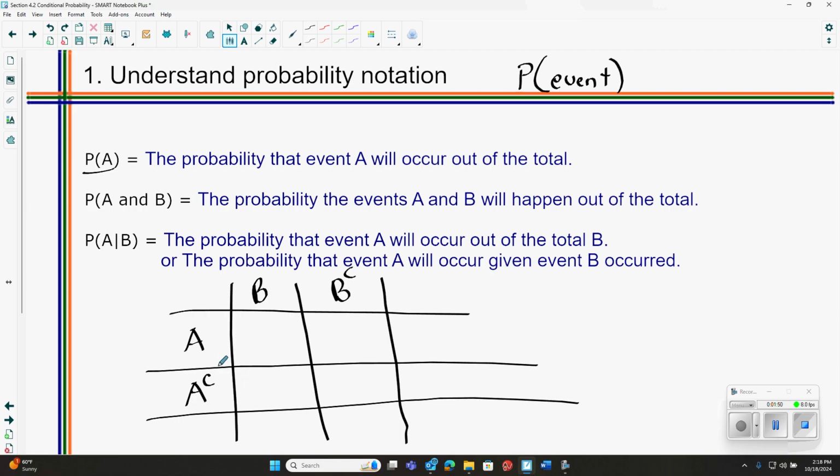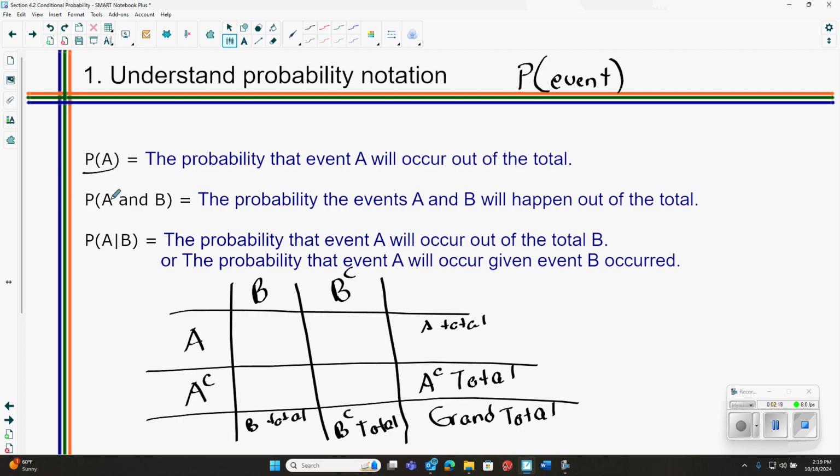If you have two variables, you have your total for each column. This is A total, this is not A total, this is B total, this is not B total. And in the lower right-hand corner is the grand total. So if I'm trying to find the probability of event A, I take my A total and divide it by my grand total.